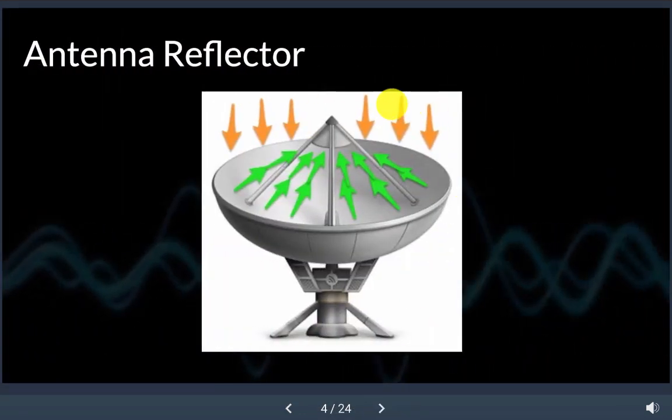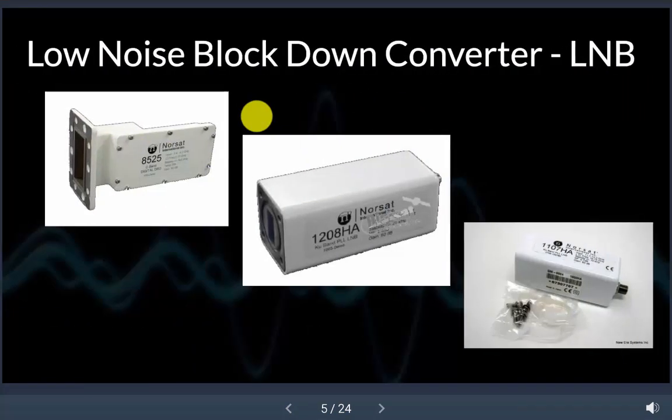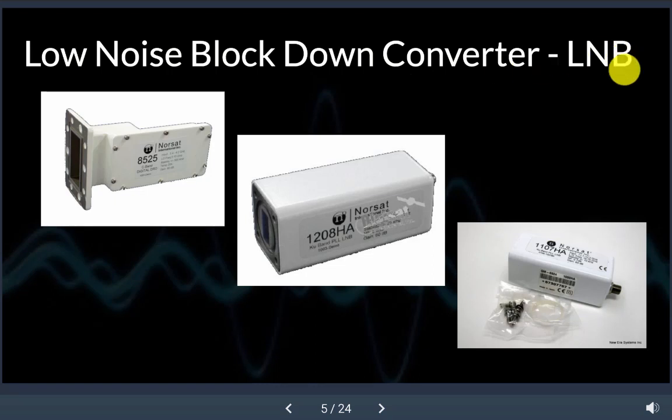So your antenna reflector, that signal coming down from the satellite really far away is super weak, so that signal is going to go into your reflector. The reflector is going to bounce that signal back up and concentrate it into your waveguide. After your waveguide is your LNB. Your low noise block down converter, or LNB.